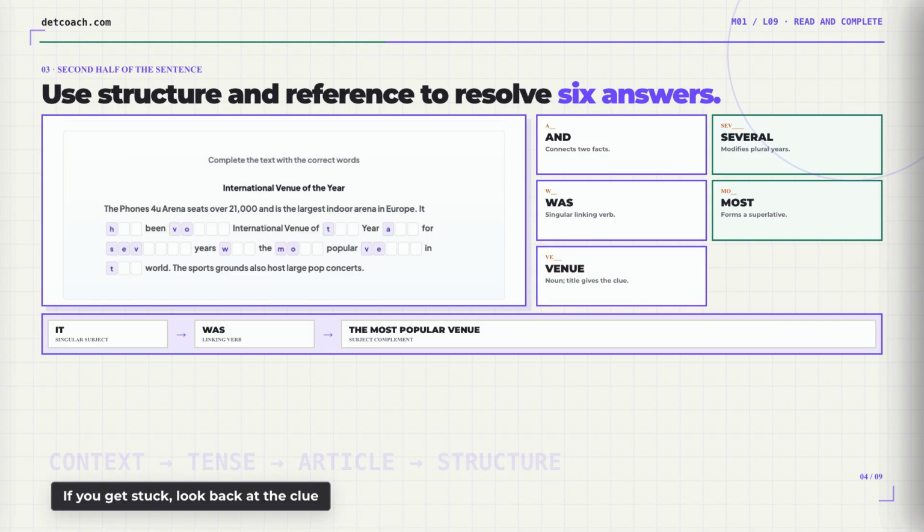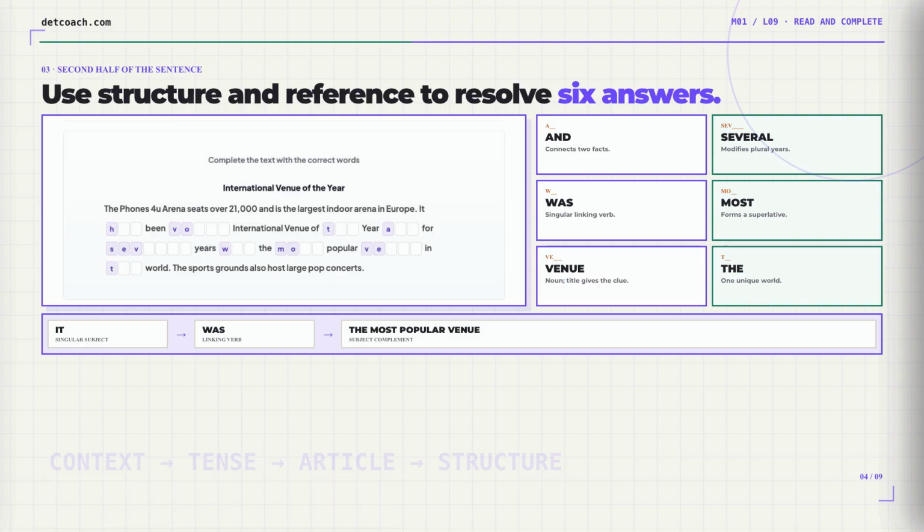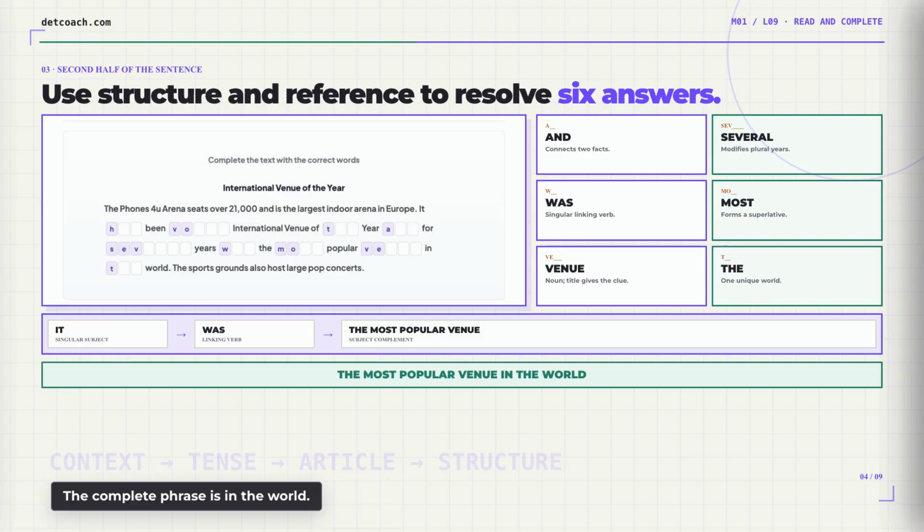If you get stuck, look back at the clue in the title, International Venue of the Year, to complete the word venue. Finally, the blank after in begins with T. Because there is only one world, the answer is the word the. The complete phrase is in the world.